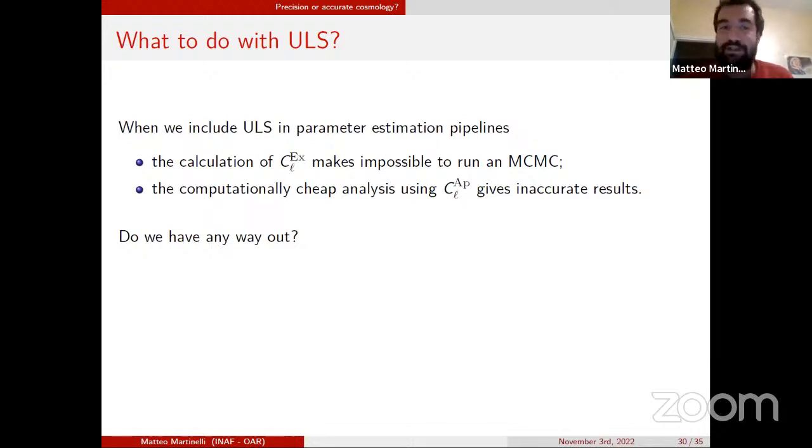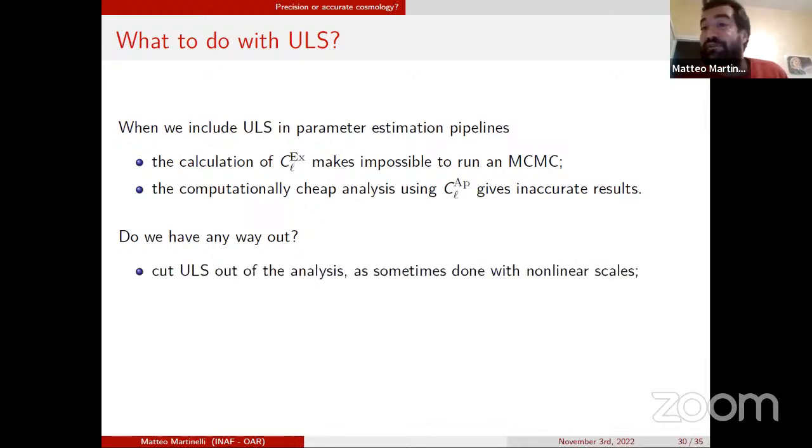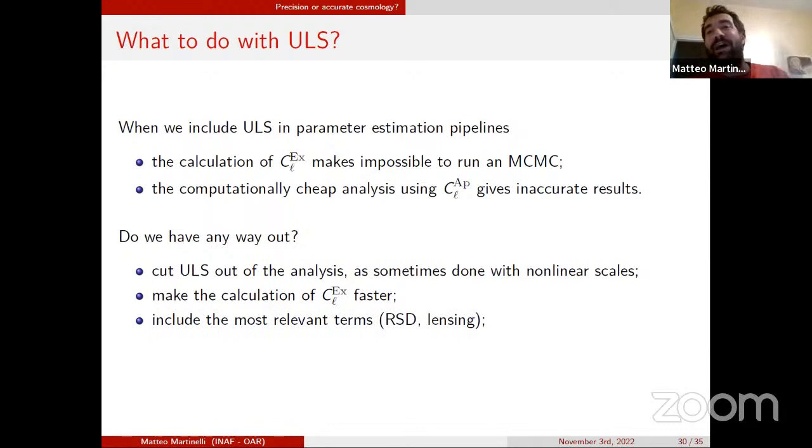So what do we do? Is there a way out of this? One first option is to cut out the ultra-large scales like we did with the nonlinear, but we do not want to do that because it's a lot of information there, especially if you want to look at tests of general relativity. We can try to make the calculation faster, and this is something where people are working a lot. I know that there is some progress, but I never tried them, so I'm not an expert on this. We can try to include only the most relevant terms, and we are working on this within Euclid. We should have something out soon for this.